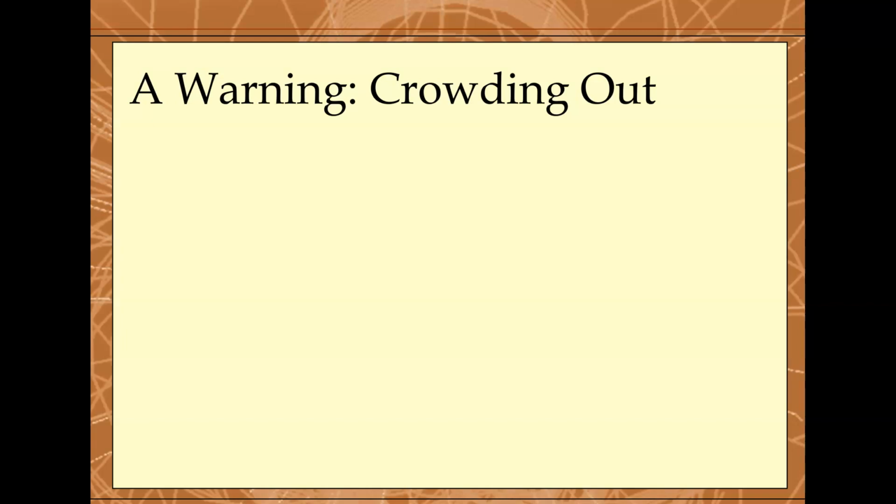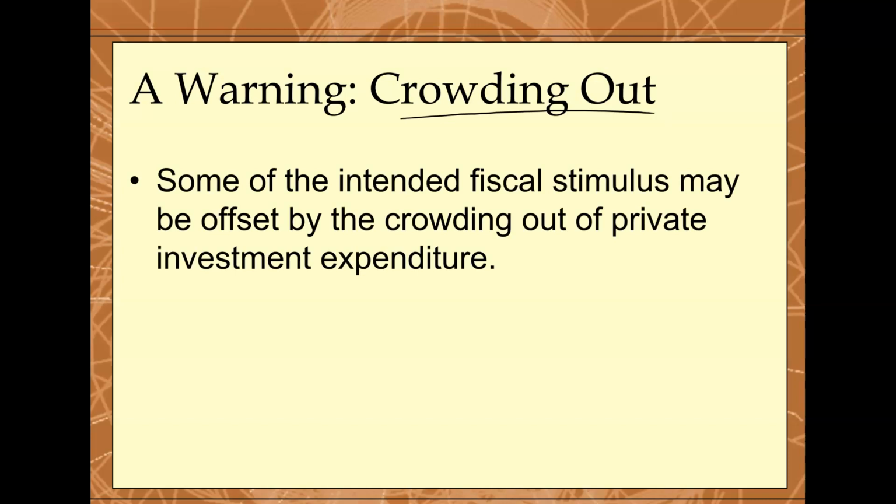Now, what are some of the things you need to watch out for when it comes to, let's say, stimulating the economy? One is called crowding out. Now, crowding out is that some of the intended fiscal stimulus may be offset by crowding out of private investment. What do I mean by private investment? Think about businesses borrowing money to expand their business. The reason why government spending could crowd out private investment is because the government can borrow so much money that there's less loanable funds out there for the private sector.